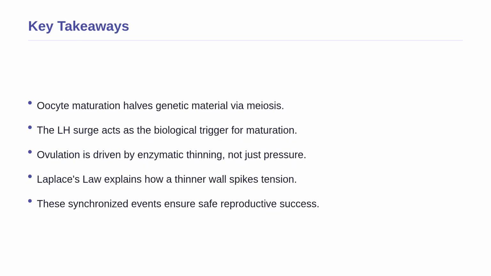We have covered a lot of ground today, so let us summarize the key takeaways. First, oocyte maturation is essential to have the genetic material, ensuring the future embryo has the correct number of chromosomes. Second, the LH surge is the master biological switch that triggers this awakening. Third, ovulation is a gentle, enzyme-driven process that thins the follicle wall, rather than a violent pressure explosion. Finally, as Laplace's law proves, thinning the wall drastically increases tension until rupture occurs.